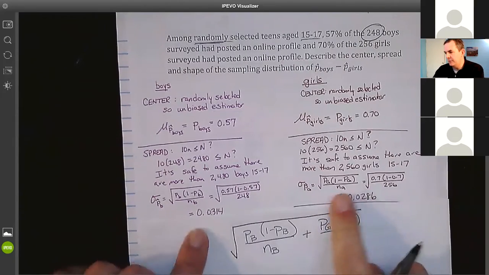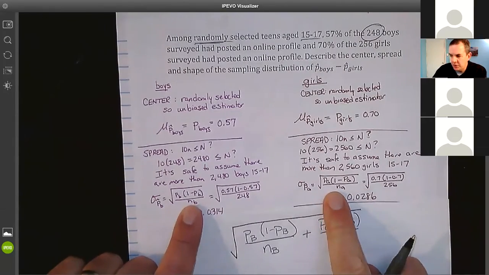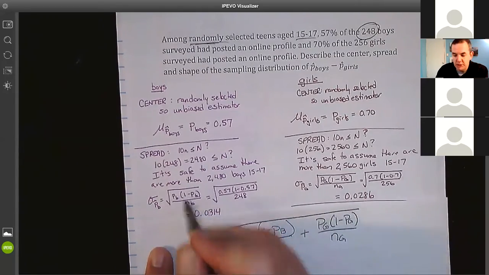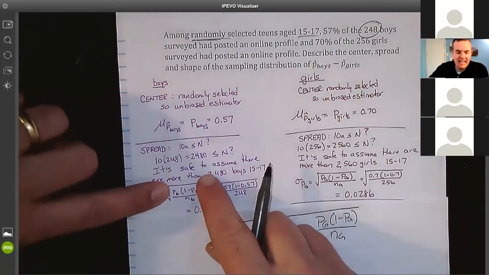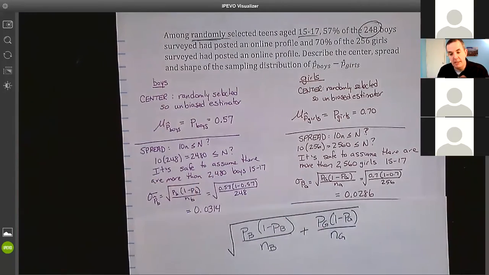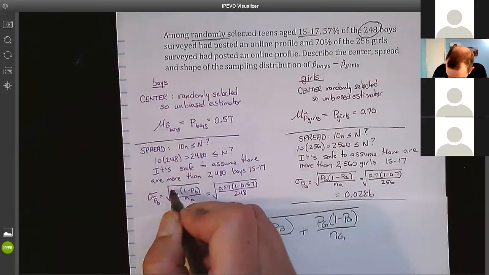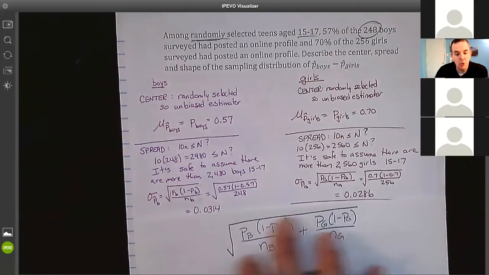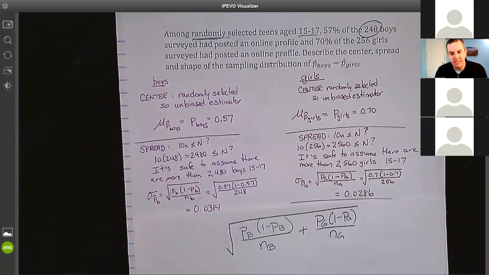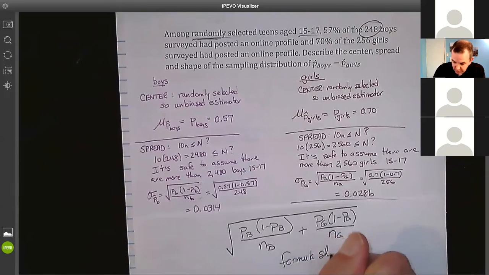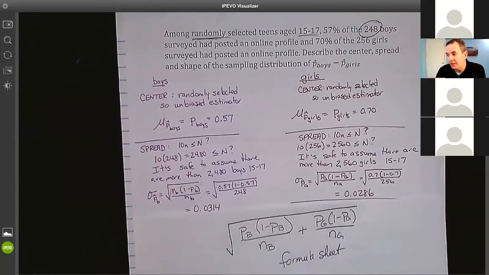Just so you know, this thing underneath the radical that we learned with Reese's Pieces, under the radical, that's actually the variance of that sampling distribution. We square rooted to get back to the standard deviation. So this thing under here is actually a variance. This is how we're going to find a combined standard deviation. We need to use this. And again, it is on your formula sheet. So we're going to plug and chug.